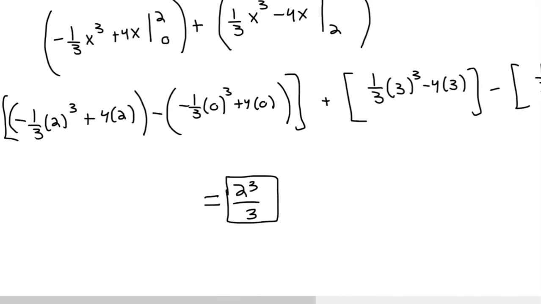So that's really all there is for integrals. And in the next video, I'll be talking about U substitution, which is another method for evaluating integrals. So hope this helps. I hope you learned about what an indefinite integral is, what a definite integral is, and how to evaluate them accordingly.